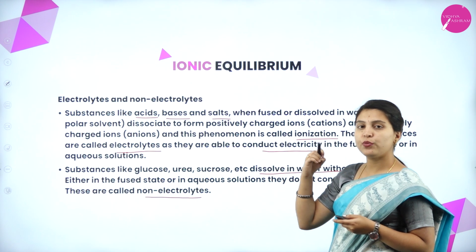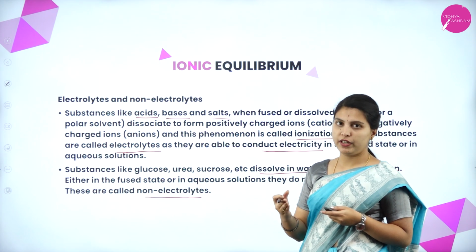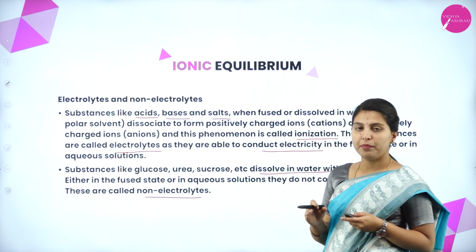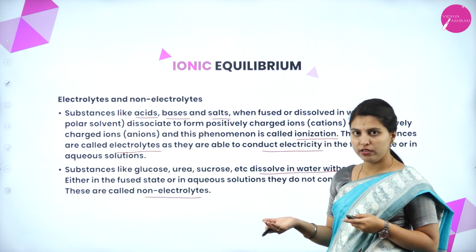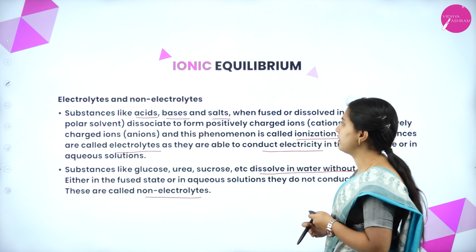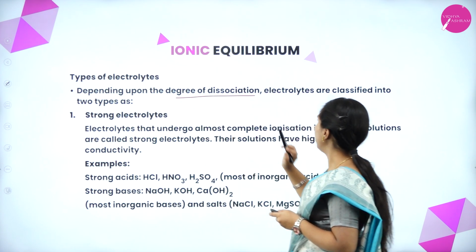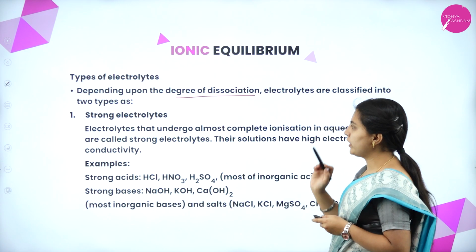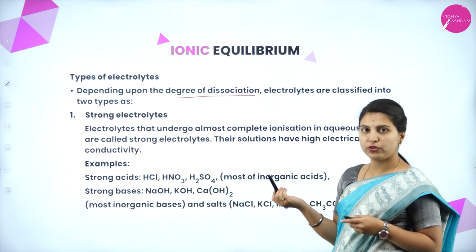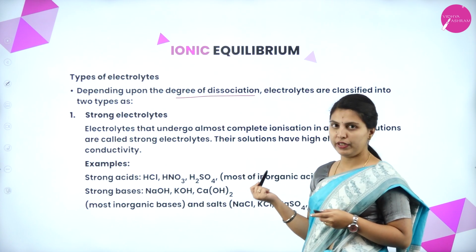Once again, a substance which dissolves in water and gets separated into positive ions and negative ions will conduct electricity, and is called an electrolyte. If a substance gets dissolved but does not separate into these two ions, it will not conduct any electricity, so that will be called a non-electrolyte. Next, types of electrolytes. Depending upon the degree of dissociation, electrolytes are classified into two types, that is strong electrolytes and weak electrolytes.